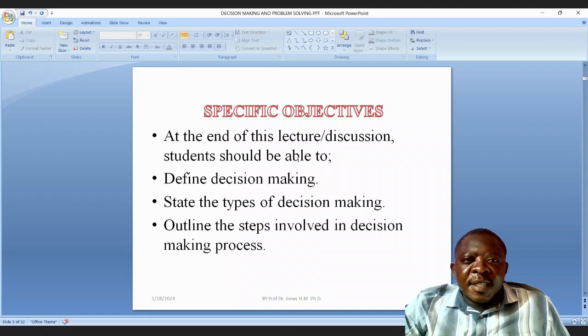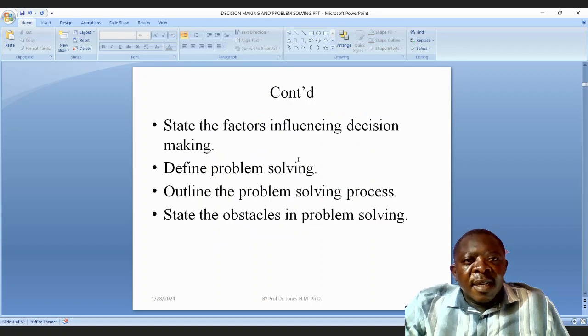Then the specific objective is that at the end of the lecture, you should be able to define decision making, state the types of decision making, outline the steps involved in a decision making process, and state factors that influence decision making. You should be able to define problem solving and outline the problem solving process. Within the introduction, we have shown you the problem solving process or the steps there. And then you should also be able to state the obstacles in problem solving.